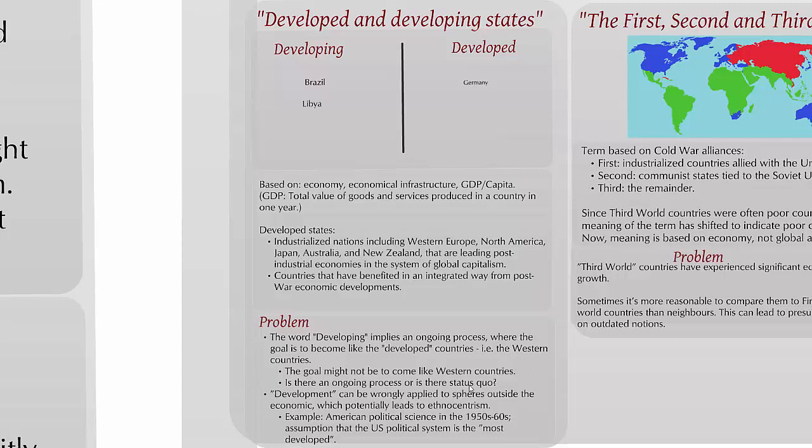Development can be wrongly applied to spheres outside the economic, which might lead to ethnocentrism. So American political science in the 1950s and 60s assumed that the US political system is the most developed. And by that rationale, countries like Germany, Denmark, Canada, France would be less developed than the United States, which of course the citizens of those respective countries probably will disagree with emphatically. And again, if you ask that question outside the Western world, you might get similar rejections. The goal might not be to become the likeness of the United States or Western countries.